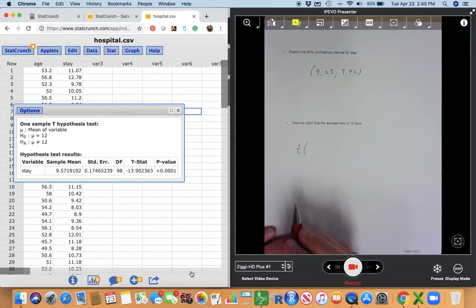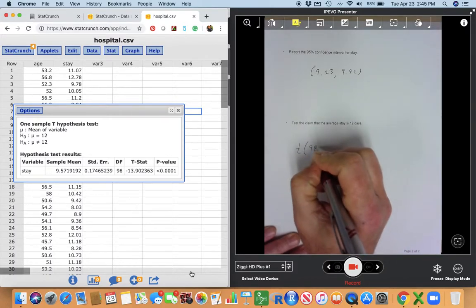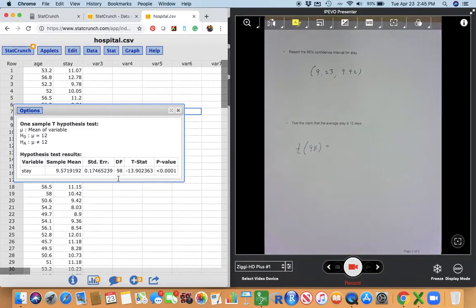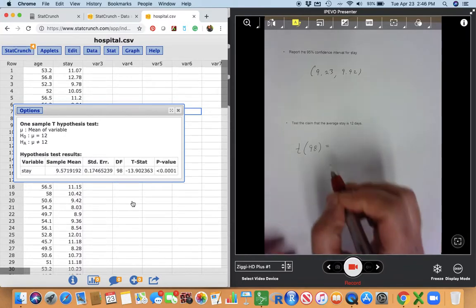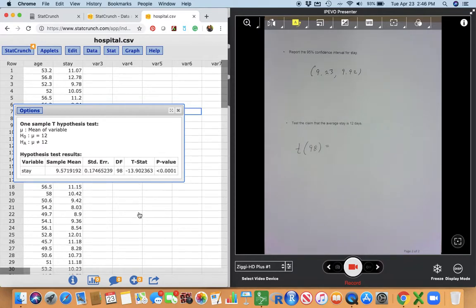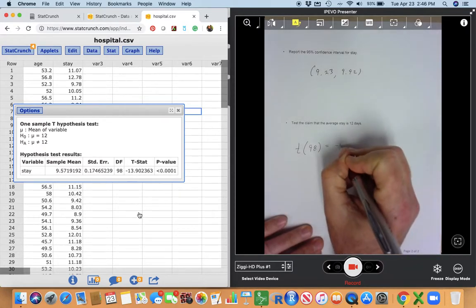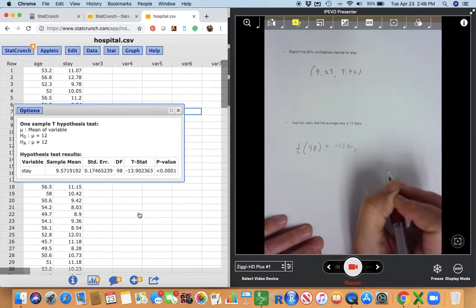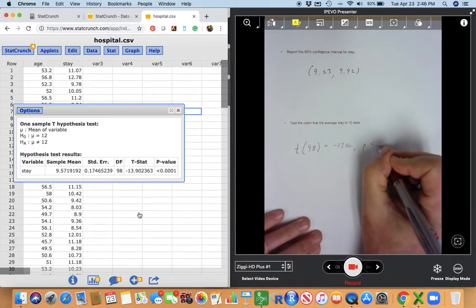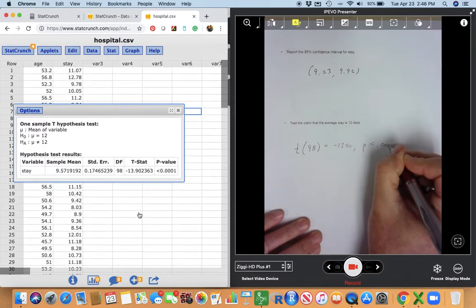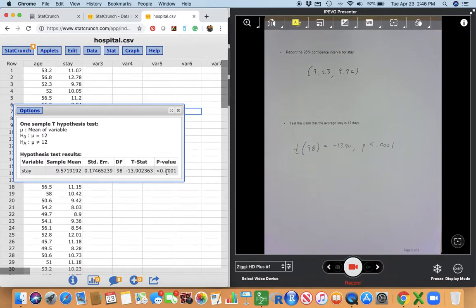The next thing it's customary to do is to report the degrees of freedom, which you can get right over here where I'm circling, right there, 98. The next thing is the test statistic. That's the value right here, negative 13.90. And here's the p-value reported as that. Again, this all comes directly from the output for StatCrunch. So hopefully this is what you've done.